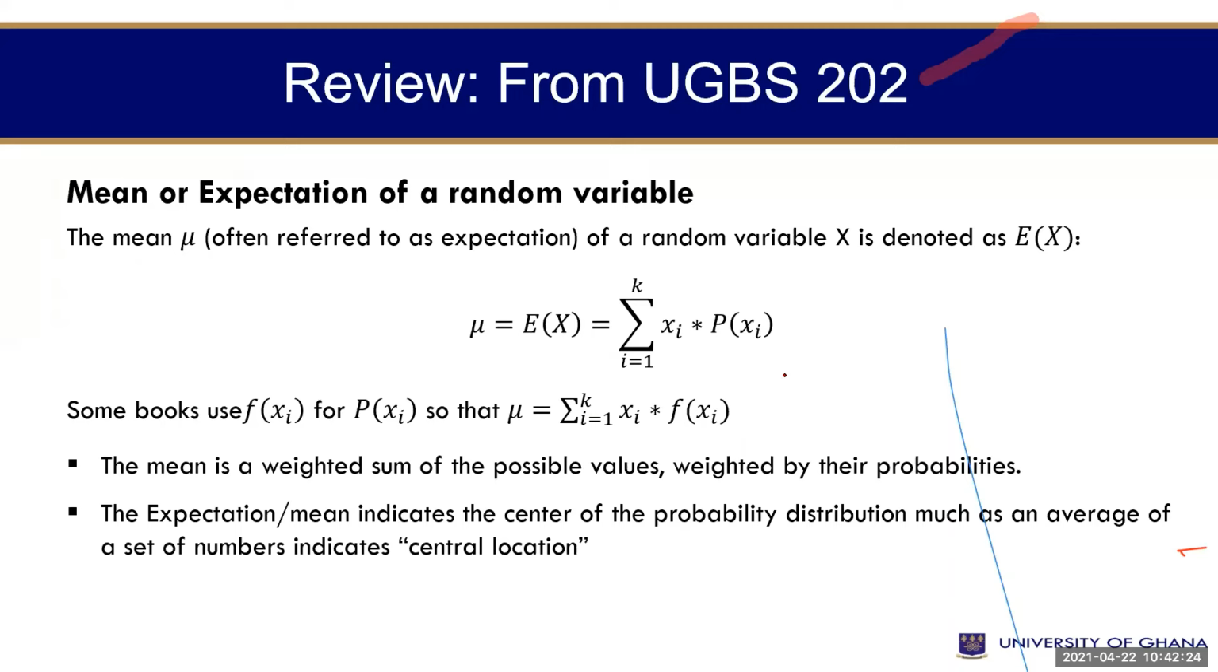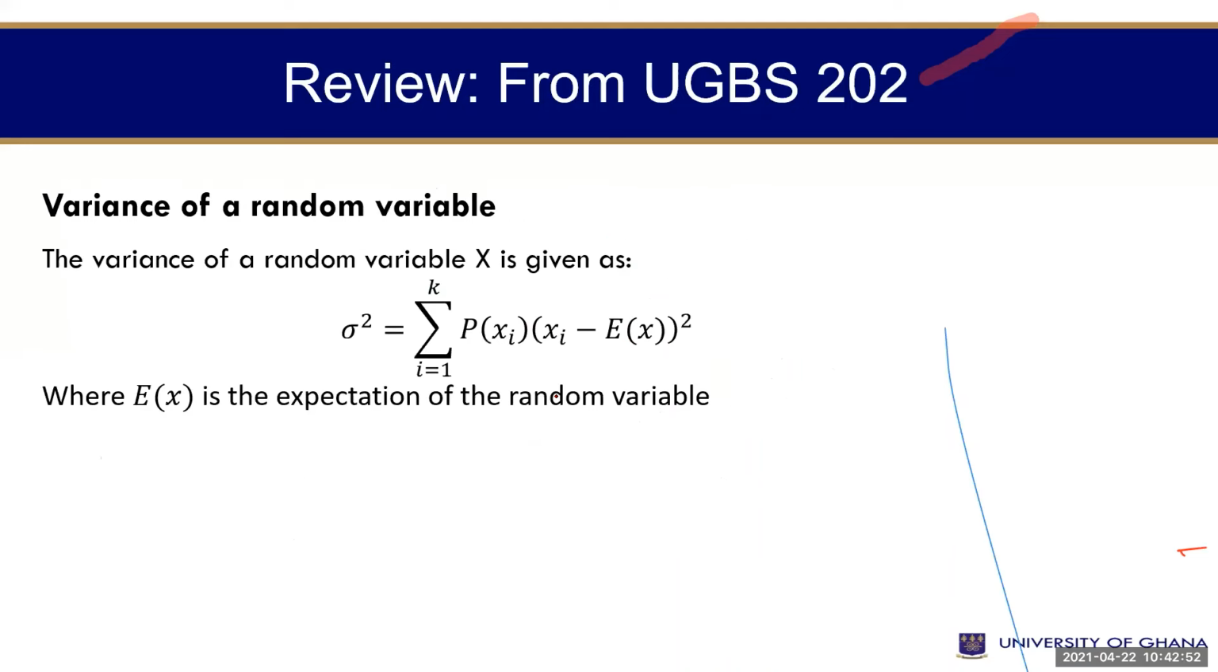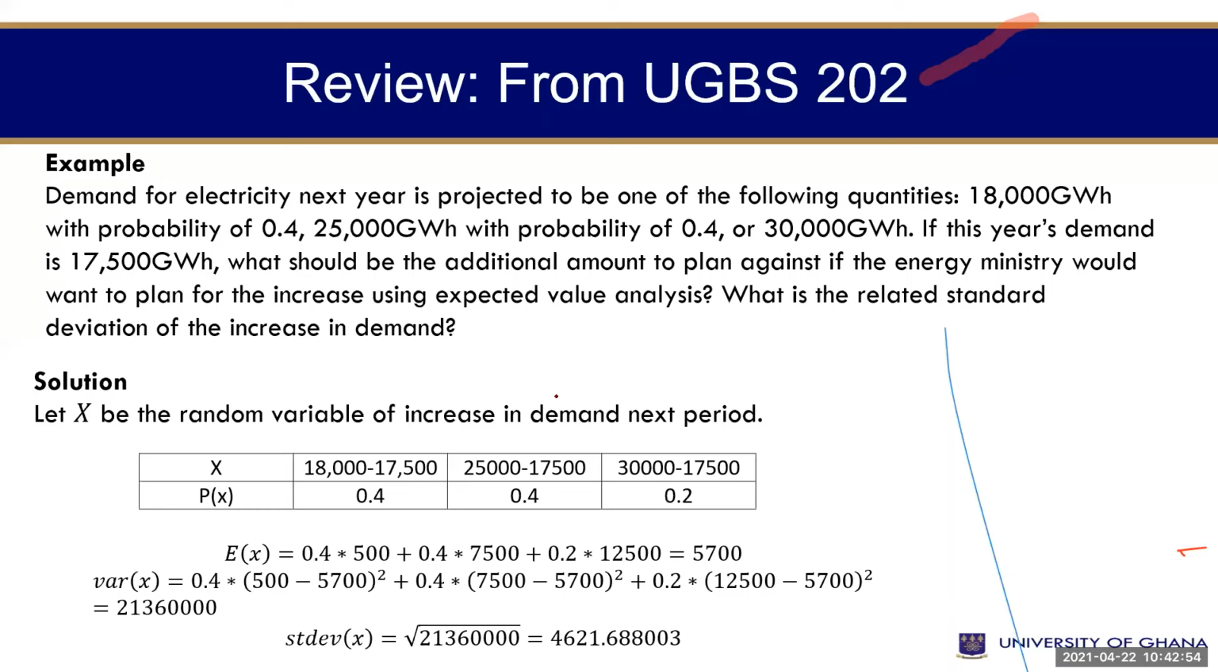Then we can use the same analogy to compute what we call the mean or the expectation of the random variable, the expected value of the random variable. And that is defined as the random variable given as xi times its corresponding probability. The sum of all of them should give us the expected value or the mean of the random variable. For example, let's look at this.